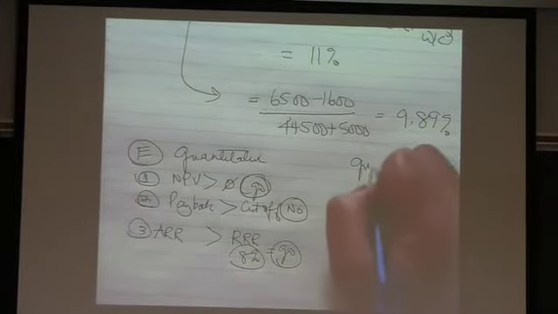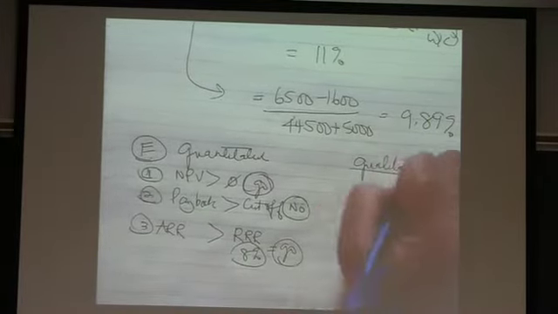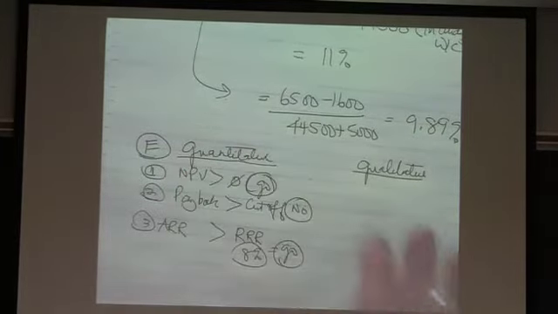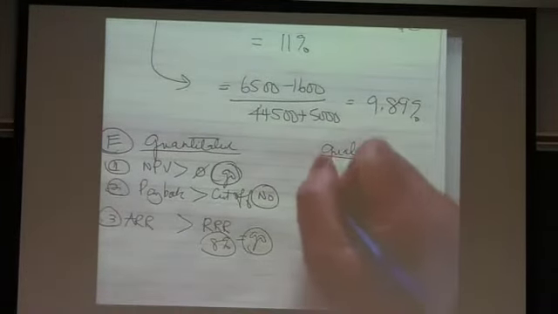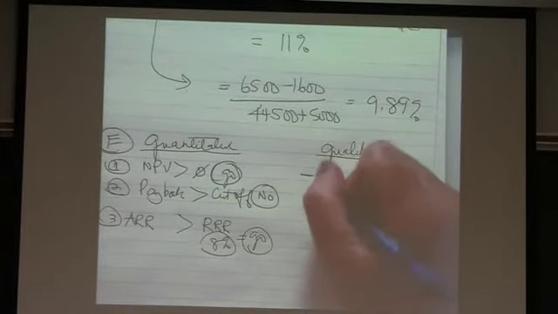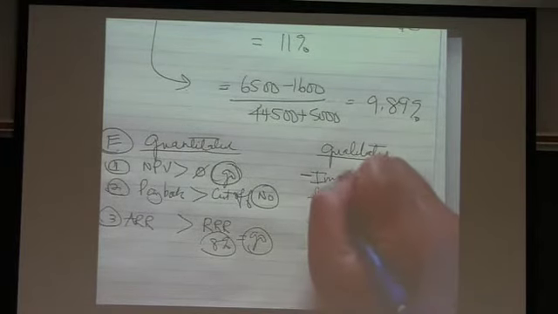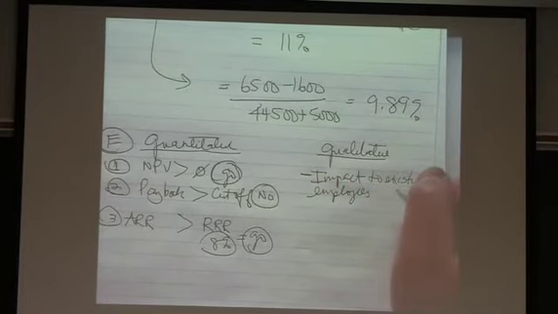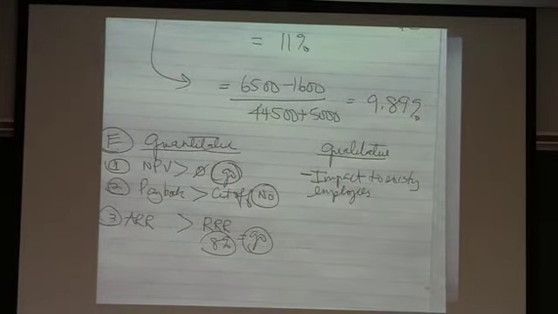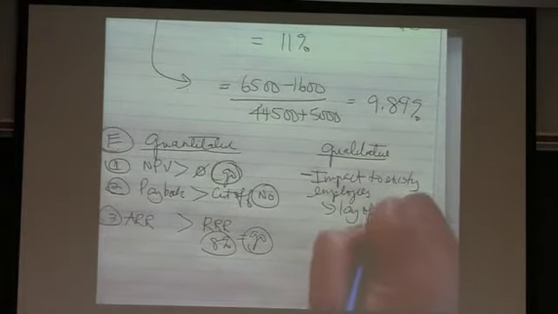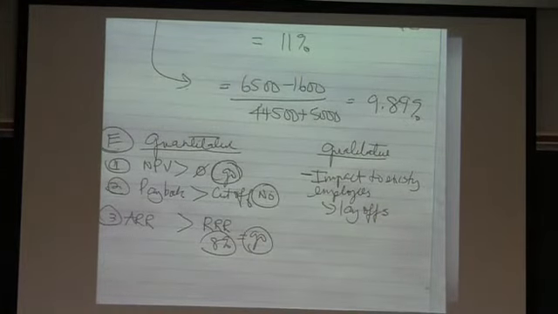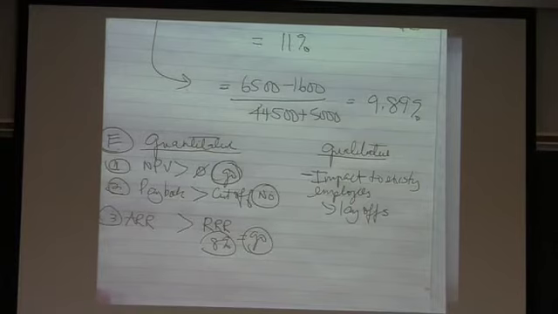Now, qualitatively, the one thing we want to make sure is what is the impact to existing employees if we're changing the new machine. Why? Because look at the labor cost goes down, right? The labor cost went down from 13,500 to 7,900. So there's going to be layoffs. So with the layoffs, we want to know what the impact is to the existing employees.